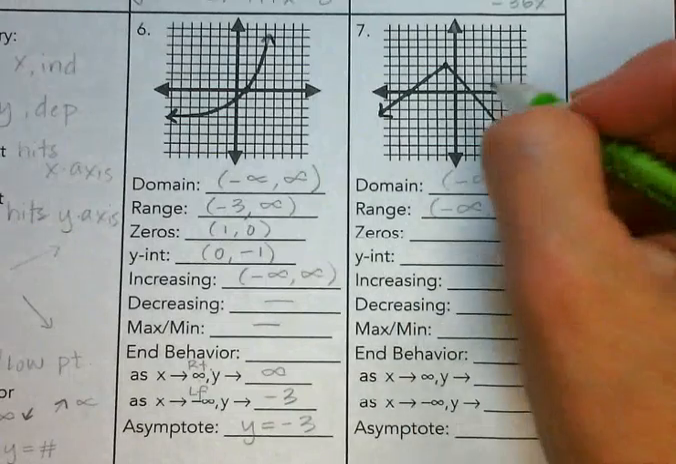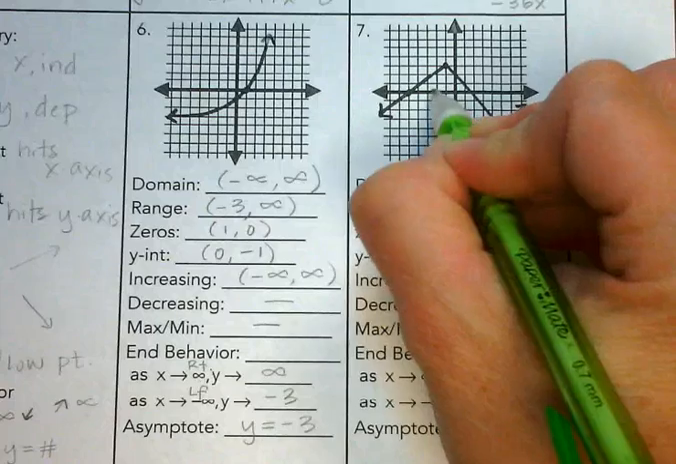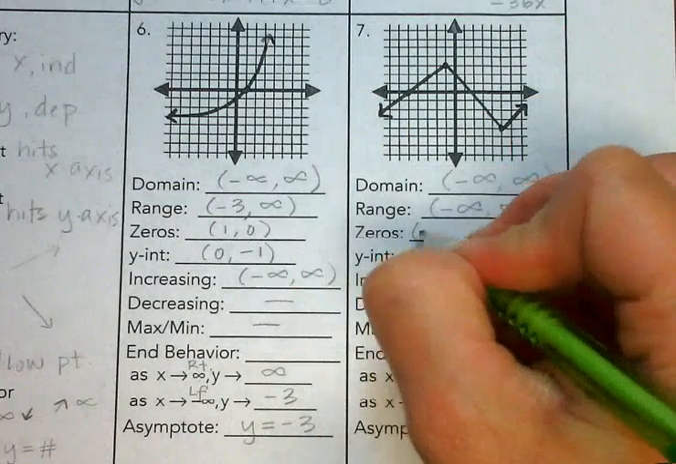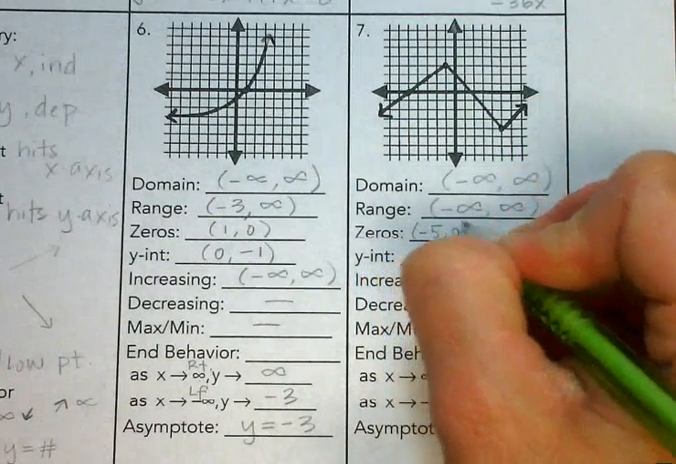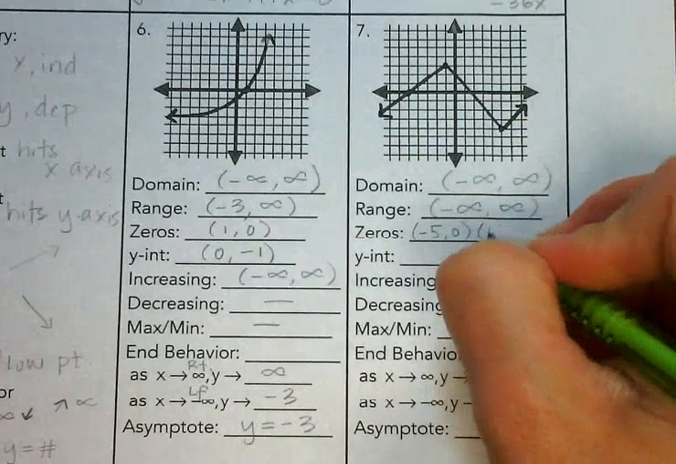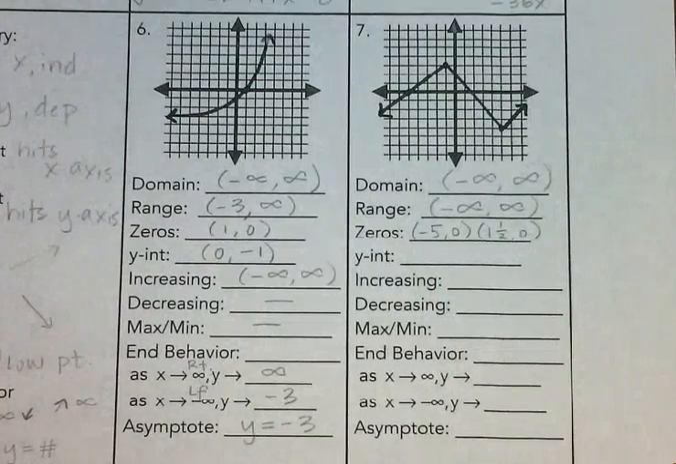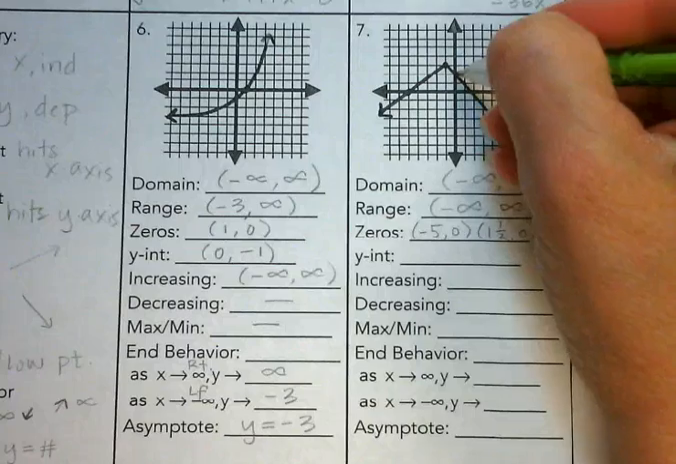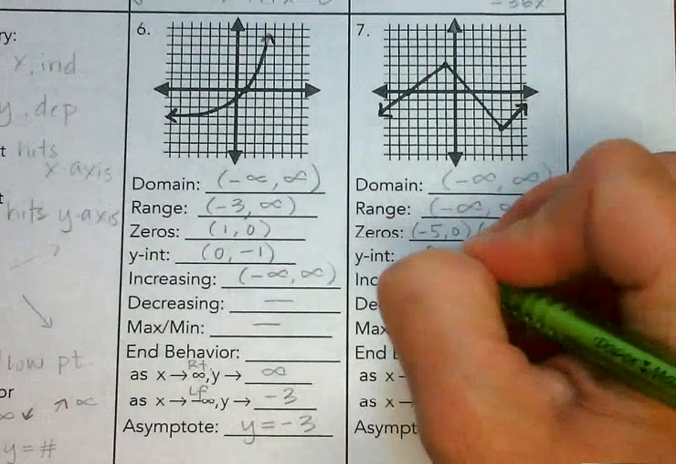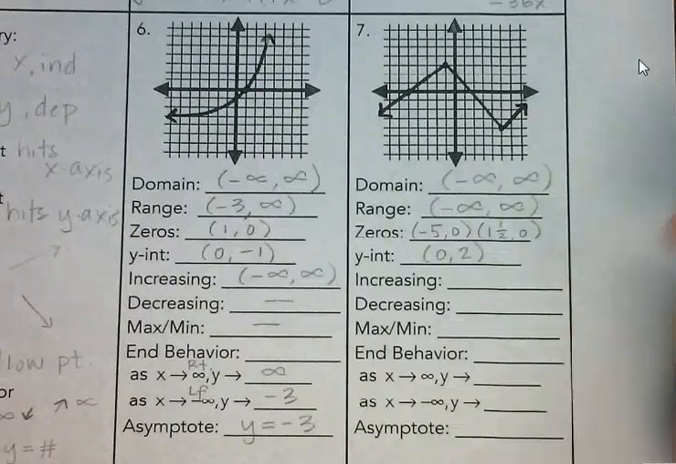The zeros, that's the same as the x-intercept, and I have two of them. There's one out here, 1, 2, 3, 4, 5 at -5, 0. That's 1 point. And then this looks like it's at 1.5. So 1.5, 0 is the other point. The y-intercept is right here. That looks like it's at 0, 2.